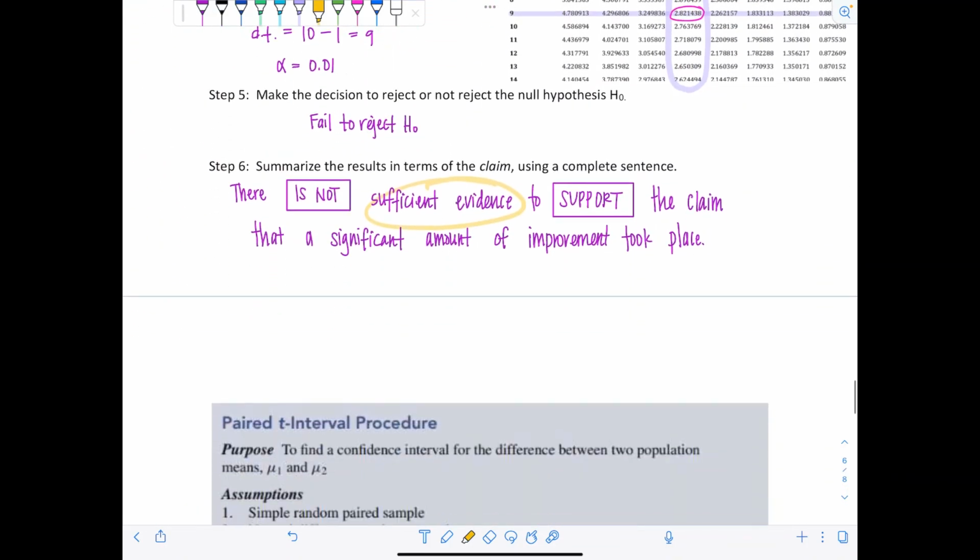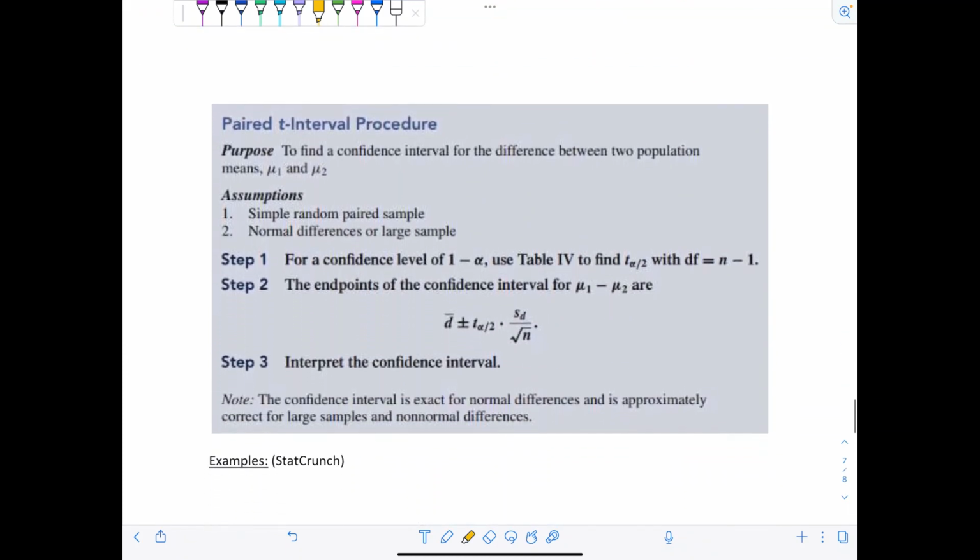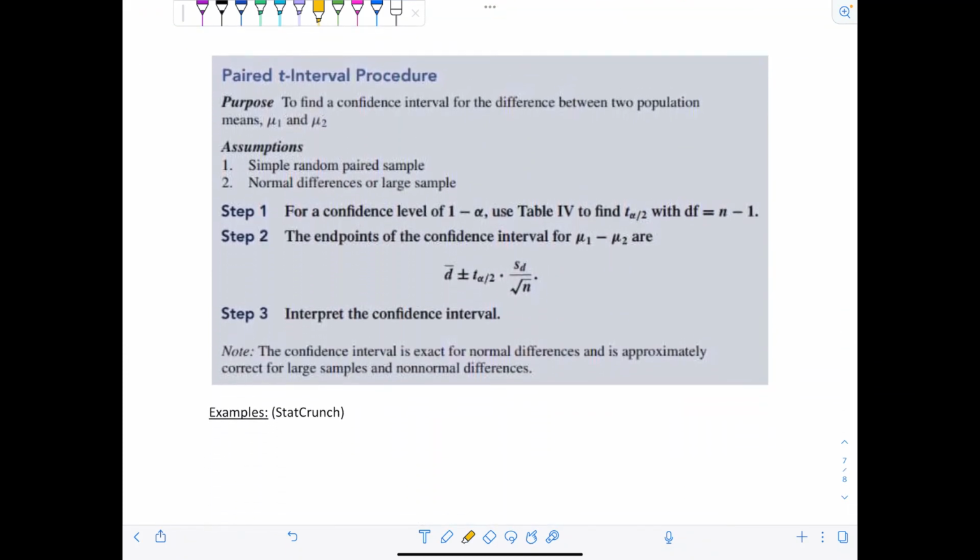So that was a hypothesis test. You can also set up a confidence interval, same procedure. We won't have to do an example by hand, but it's not too bad to do. Again, though, to get your T sub alpha over 2 value, you would need a table or StatCrunch. So let's just hop into there and look at some examples, and then that's the end of chapter 10.